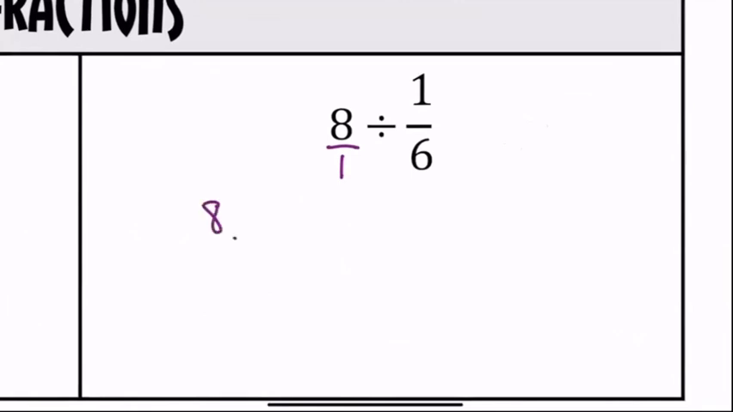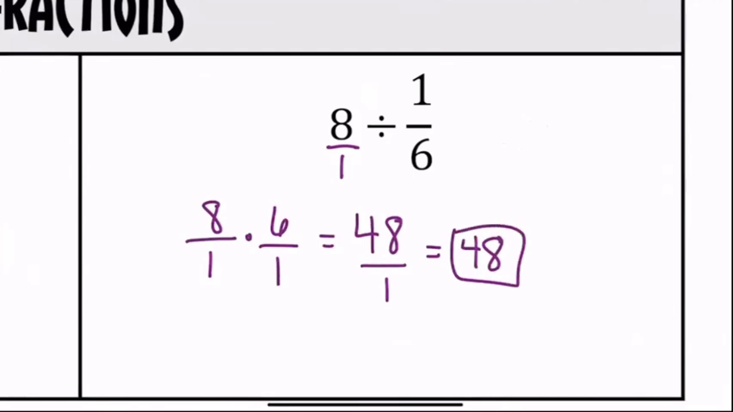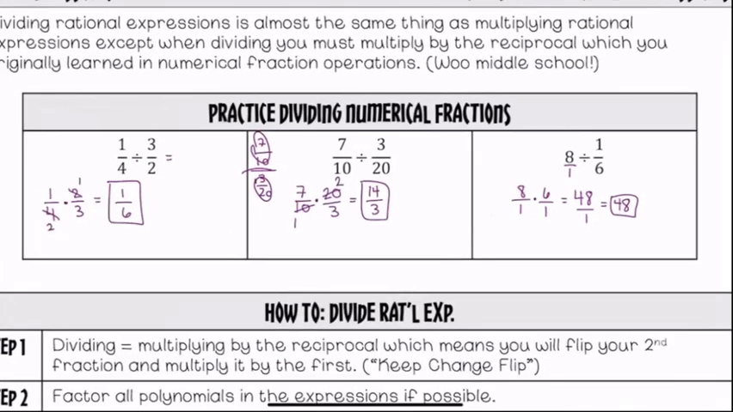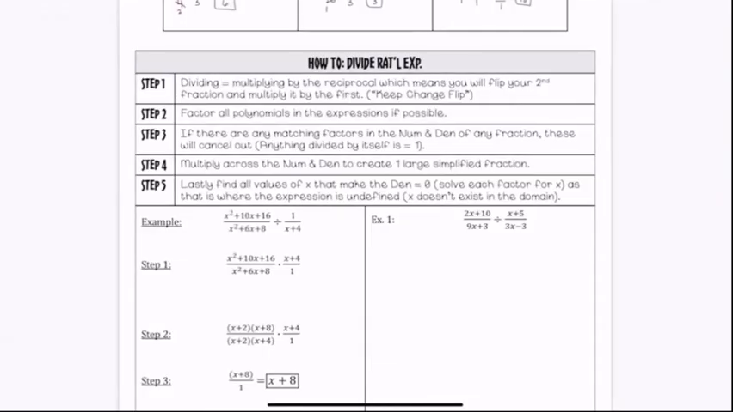So we're still going to keep the first one, change to multiply, and flip the second, or multiply by the reciprocal. 8 times 6 is 48 over 1, which is just 48. Remember, you don't have to write down a denominator of 1. Good. Hopefully that little review helped. And now we're going to try these.